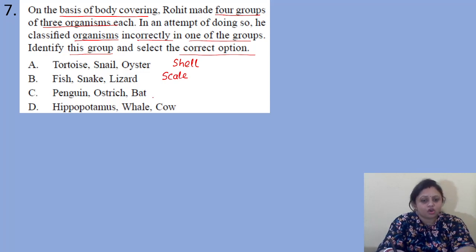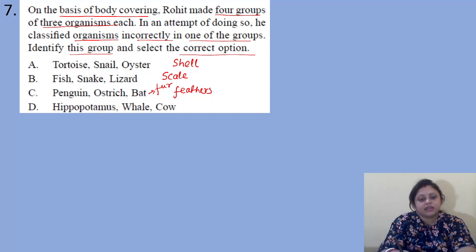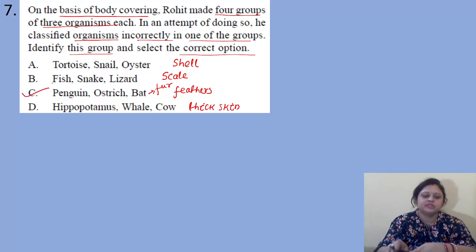Then penguin, ostrich and bat. In penguin and ostrich there are feathers on their skin. Okay, and in case of bat, fur is present on the skin. So this one is incorrect. In option D, hippopotamus, whale and cow, they all have thick skin on their body. So here the correct answer is option C.